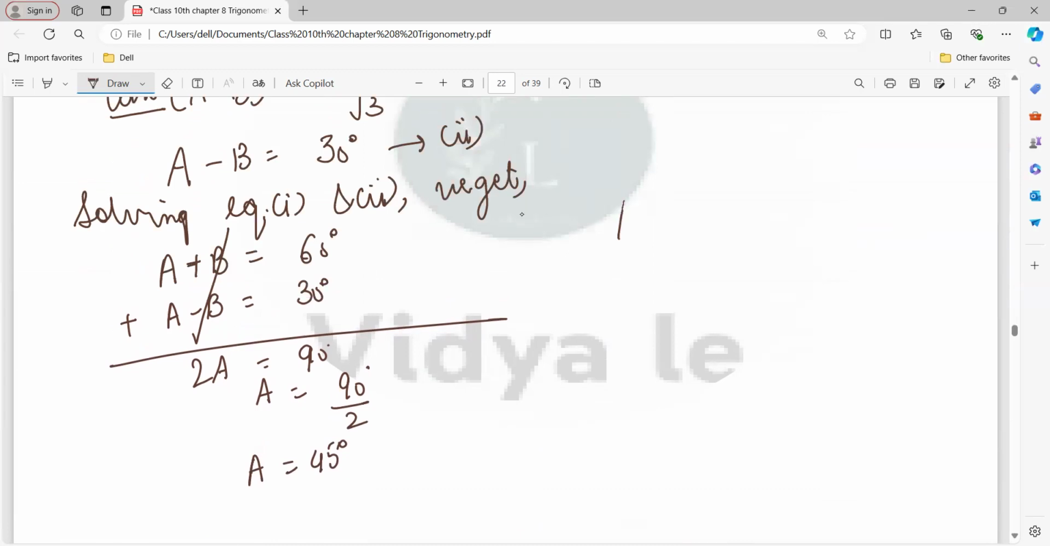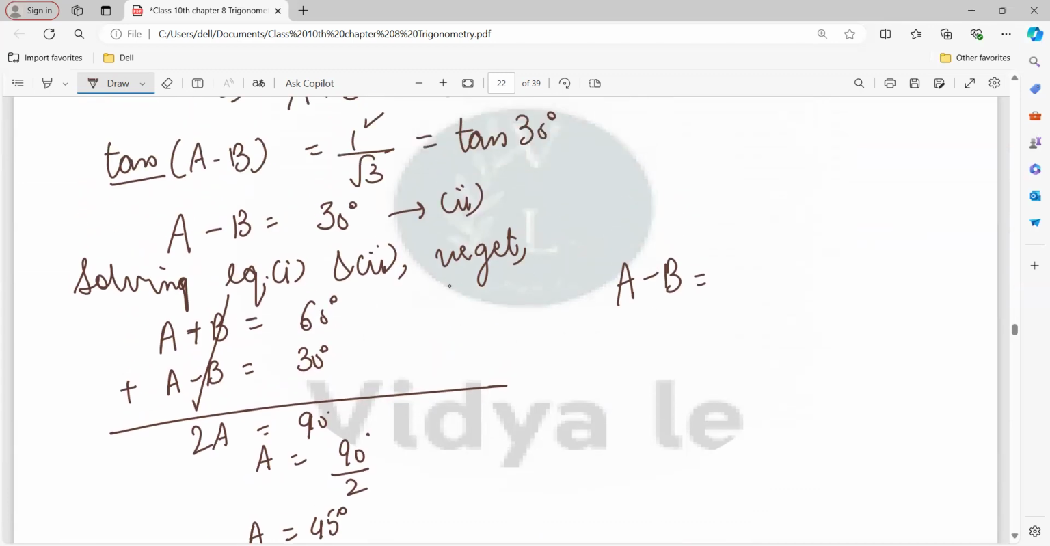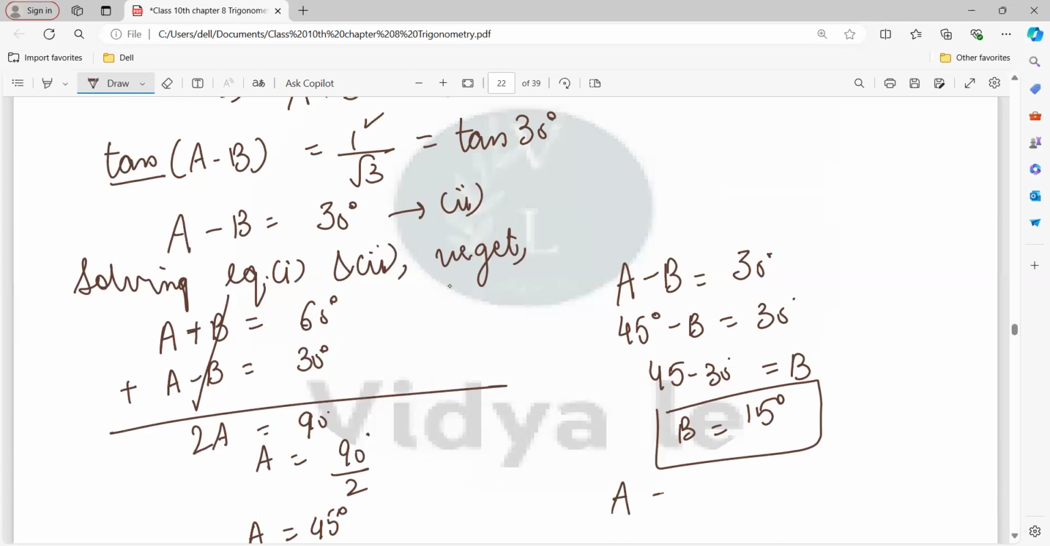Now we need to find the value of B. We know that we can take any one of the equations, either 1 or 2. So let's take equation 2. A minus B is 30 degrees, where A is 45 degrees. So the value of B will be 45 minus 30, which is 15 degrees. So we got the values of A and B.